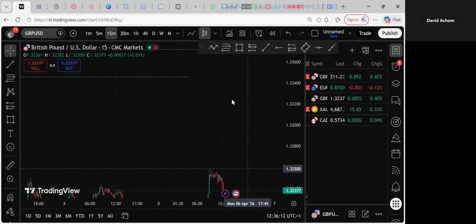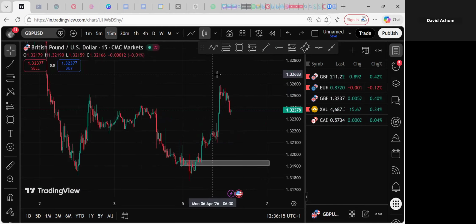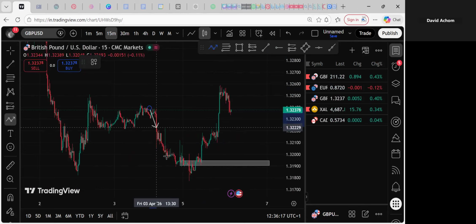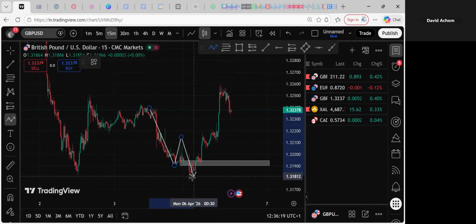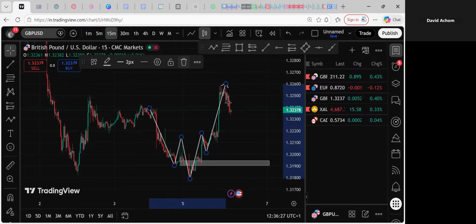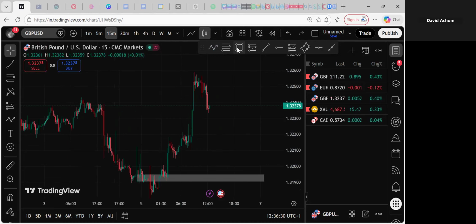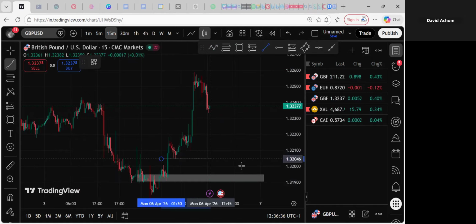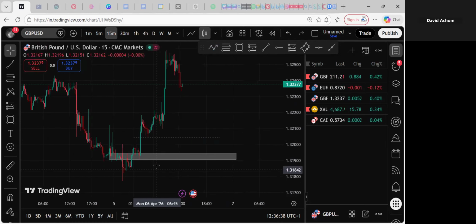So I'll be looking to buy GU off this level. We have a drop down, we have a push up, and we have price doing this and pushing up. So you can either take your entry off this first level here. Let me use my line, please. Off this level here, or you can just use this zone.